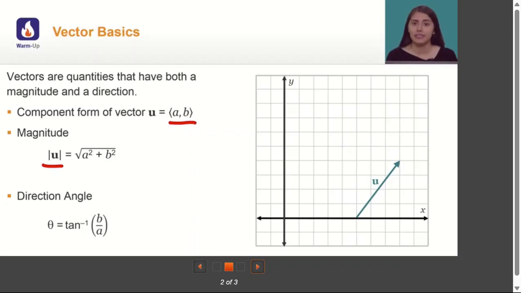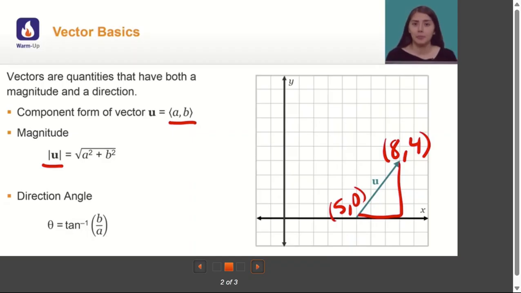If a vector's initial point starts at the origin, it is referred to as being in standard form. To find the magnitude of a vector, use the Pythagorean theorem. In this example, the vector starts at point (5, 0) and ends at point (8, 4).